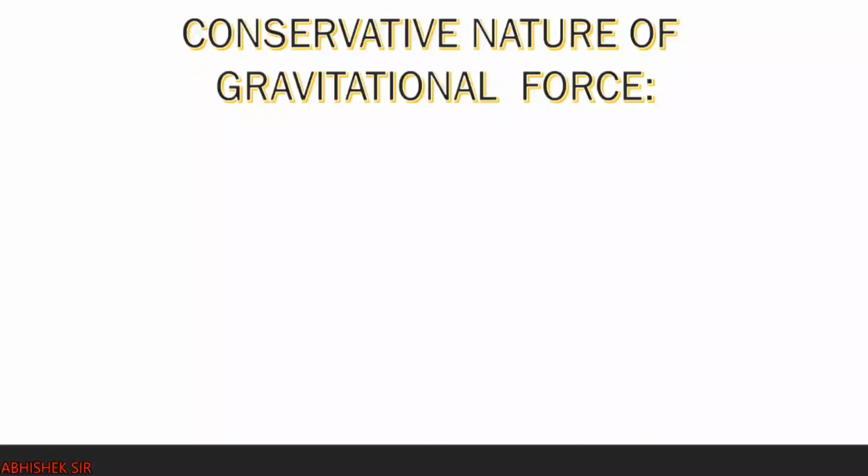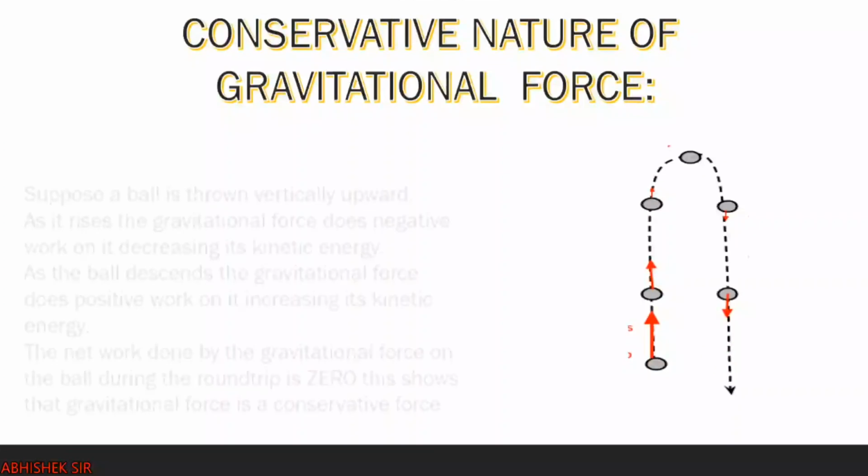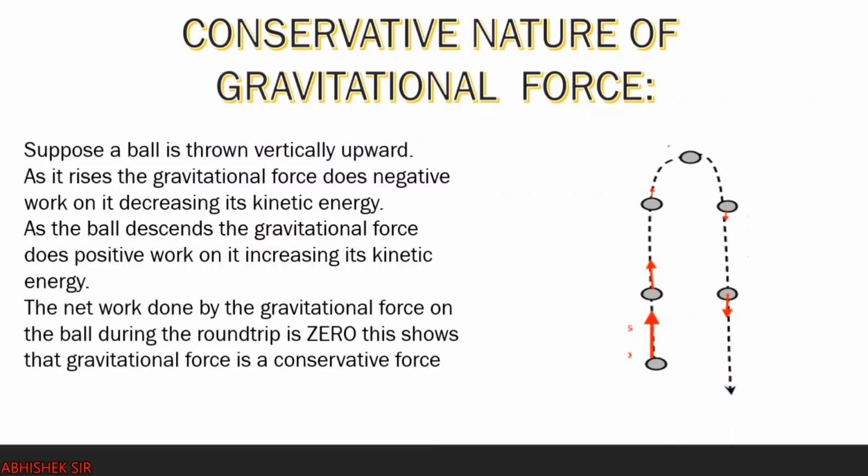Now, again, let us throw some light on this topic, the conservative nature of gravitational force. Very carefully, look at this figure. We have thrown an object upward with some initial force. It goes upward, reaches the maximum height, the velocity becomes zero, and then it starts falling. This simple example will prove how gravitational force is conservative. Now, let us focus on the points. Suppose the ball is thrown vertically upward.